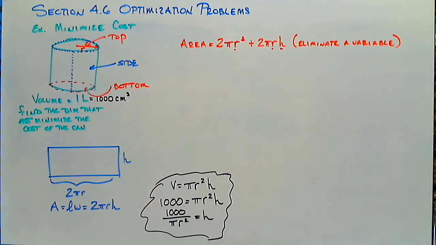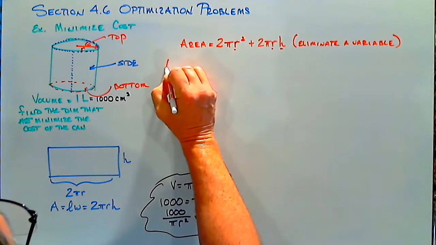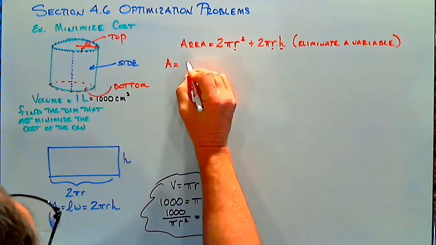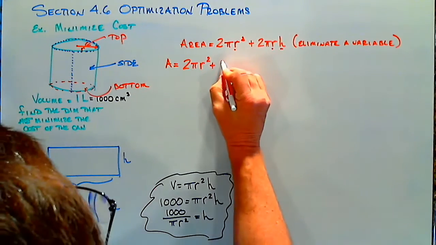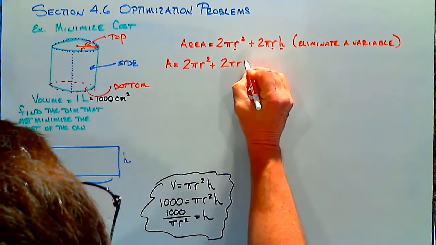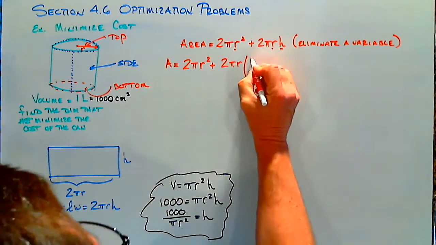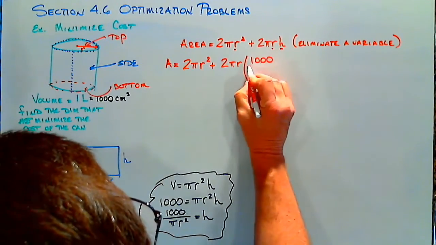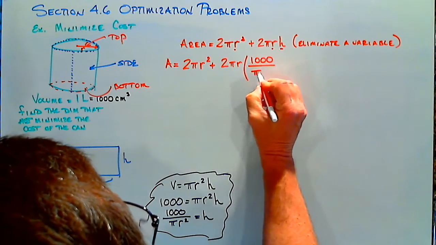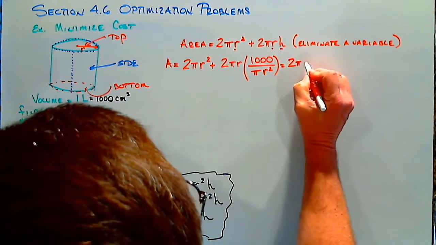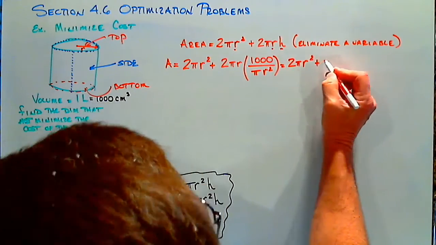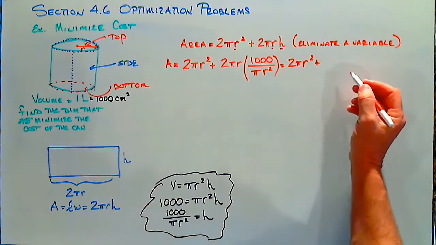We can go back up here and we can rewrite our area equation in terms of, well, now it's going to be in terms of just r. So what do we get? We get area equals, we have our 2 pi r squared, right? That's our top and our bottom, plus, and now we have 2 pi r times, and now for h, we have 1,000 divided by pi r squared. Now that will simplify to 2 pi r squared plus, and if we multiply the top out, we get 2,000 pi.